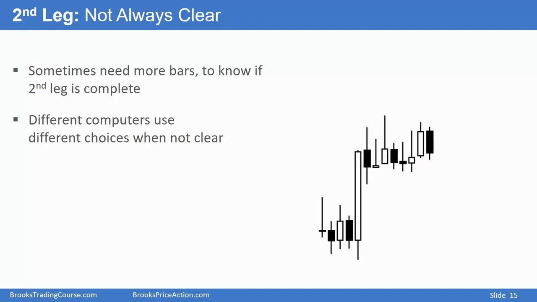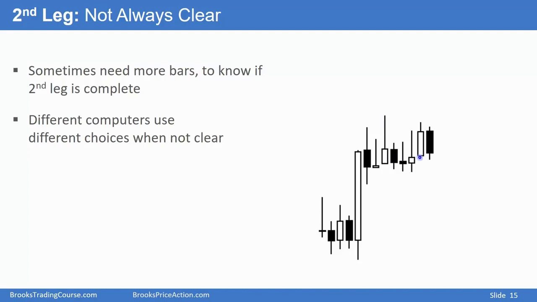Second leg, a lot of times it's not clear, and a lot of times you need to wait and you need more bars to get clarity. Different computers will use different counts. So strong bull breakout, pretty bad follow through, but still strong enough bull breakout for a second leg up. Is this the second leg up? Some computers will say this is it.